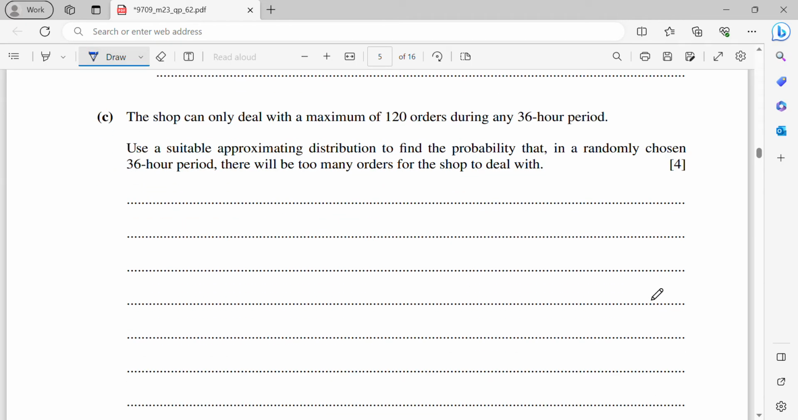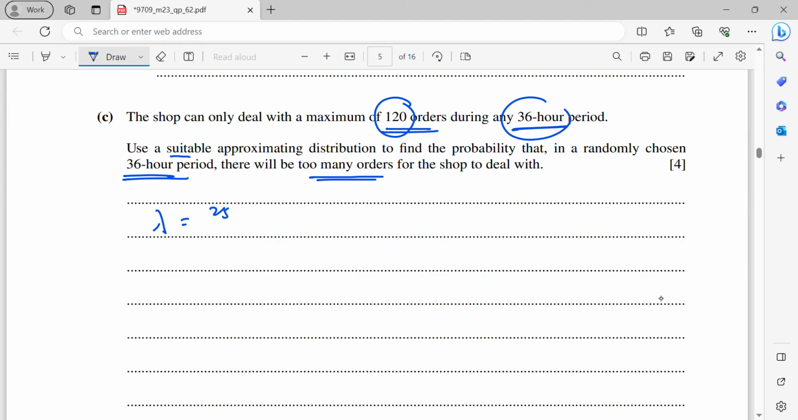Now see, the shop can only deal with a maximum of 120 orders during any 36-hour period. Use a suitable approximating distribution to find the probability that in a randomly chosen 36-hour period, see here, 36-hour, there will be too many orders for the shop to deal with. Okay, so now n equals 120, so from here we know that n is large, right? So now I need to count what is my lambda first.